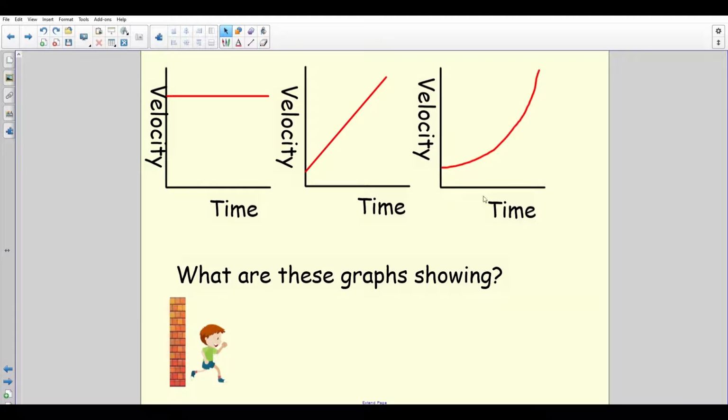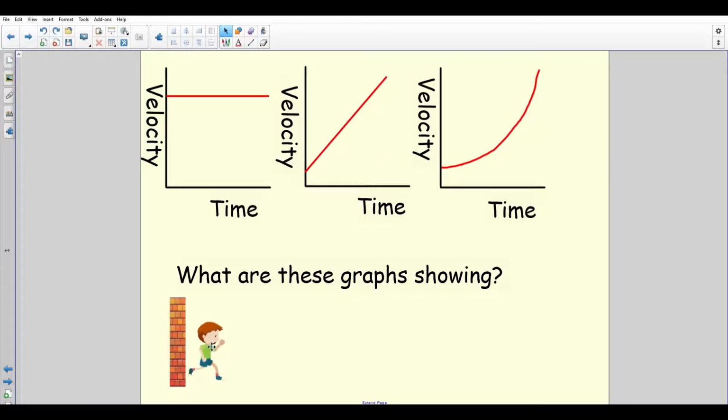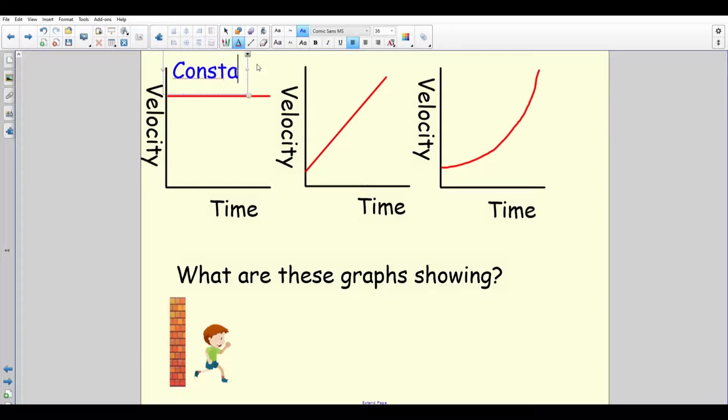So time is going to be on the x-axis because the independent variable always is, and the velocity, the speed, is going to be up the y-axis because that's what you're going to measure every second. So in this first one, now they look the same as these last ones, but this is not stationary. Think about what's happening. So the velocity is up here. If it was stationary, the velocity would be 0, so it'd be down there, but it's not, it's there. So he's moving at a constant speed away, same as with the first graph. So if it's a straight line like that, it's a constant speed.